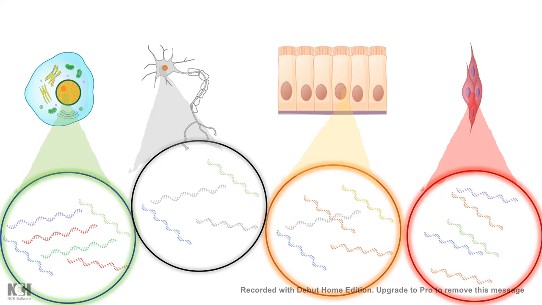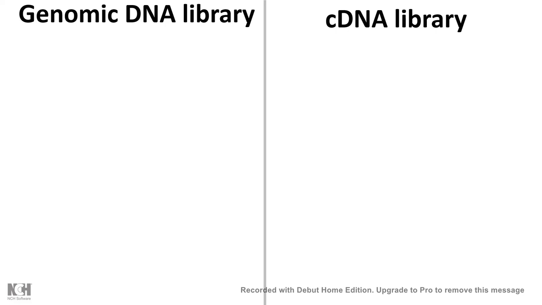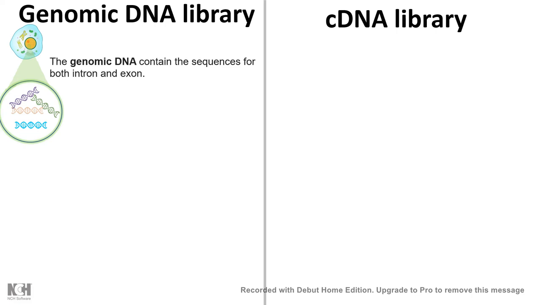So if we compare a cDNA library to a genomic DNA library, then genomic DNA would contain all the sequence, comprising both exons and introns of a gene, whereas the cDNA library would not have any introns, because the cDNA library is constructed from the mRNA, which is converted to cDNA. So it would only have sequence information about exons, the expressed part, right?